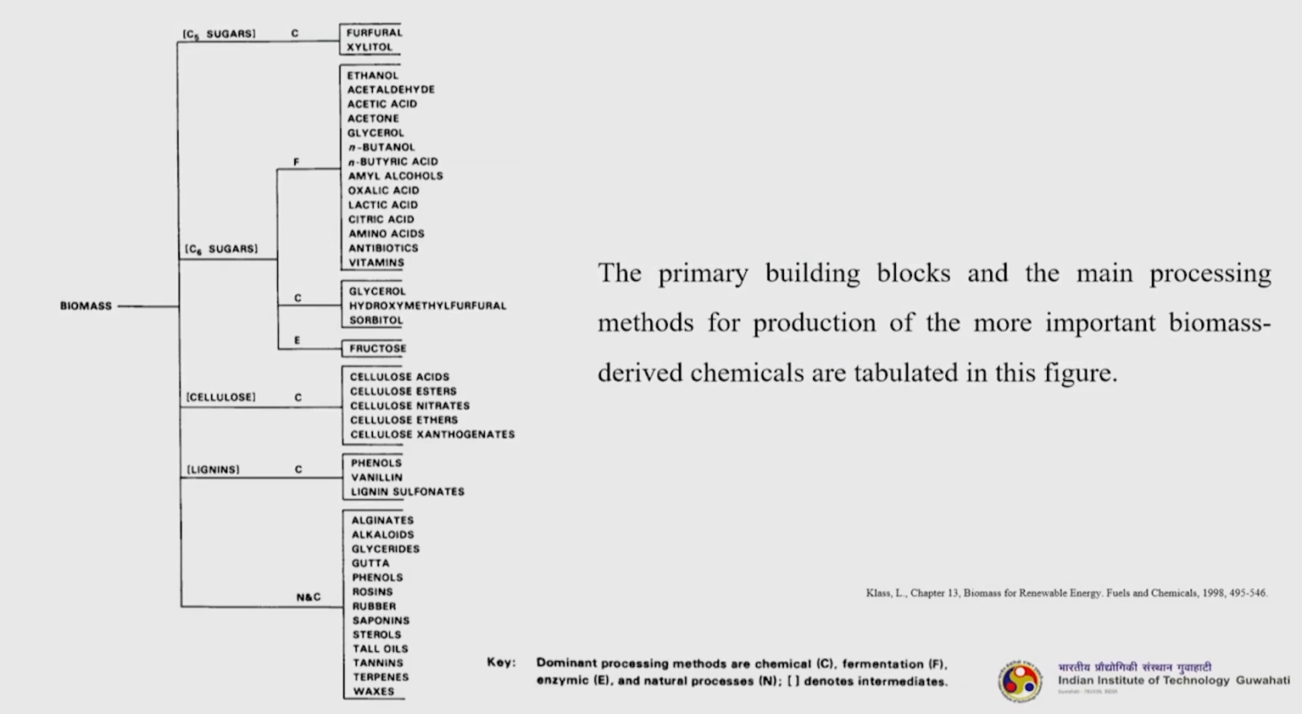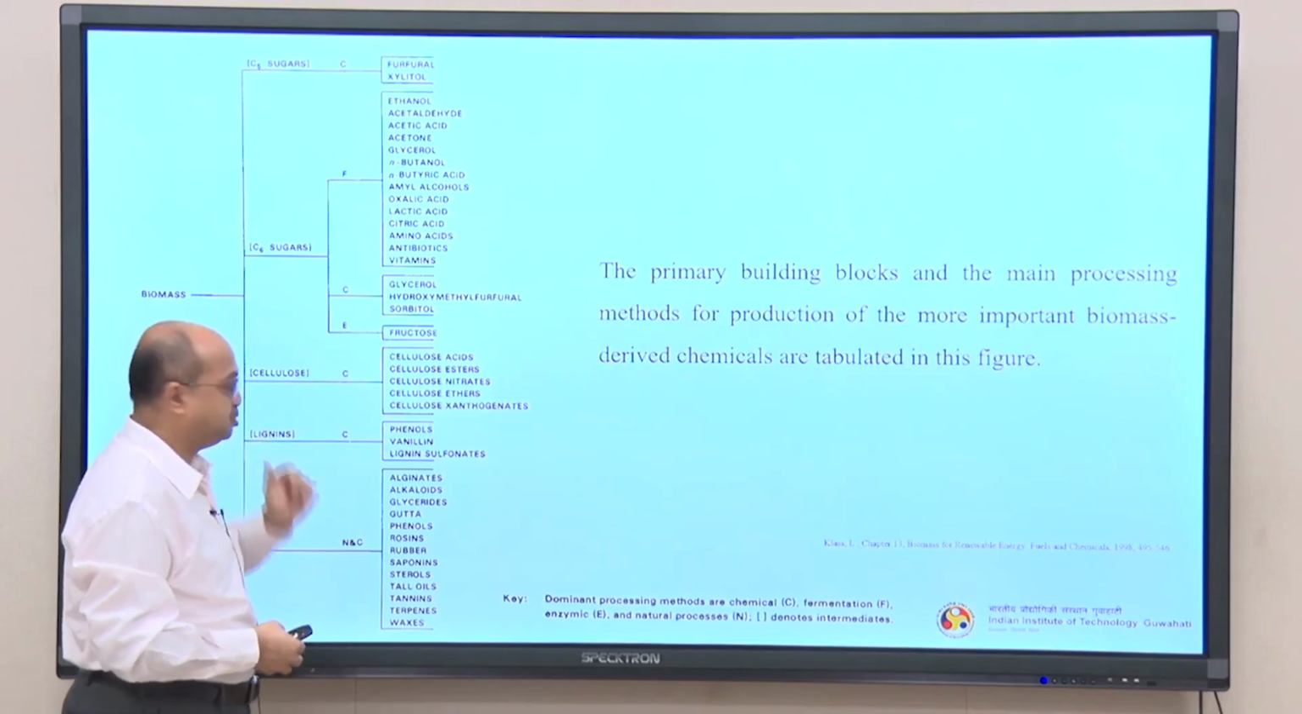From the C5 sugars we can have furfural and xylitol. From C6 sugars you can have so many things, ethanol and many others. Of course, ethanol goes to biofuel production, but we are discussing commodity chemicals. You can see different types of acids. We can have glycerol and these things as byproducts, which can also be converted to other value added products. Then you can have fructose, very important.